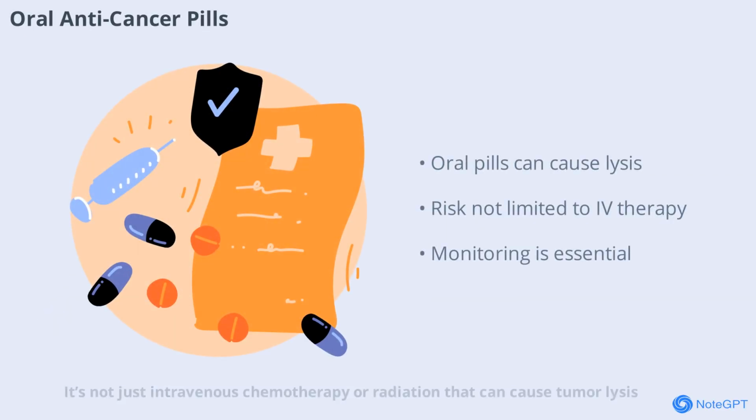It's not just intravenous chemotherapy or radiation that can cause tumor lysis. Oral anti-cancer pills, which are increasingly used in modern oncology, also have the potential to trigger this process. These medications are designed to target and kill cancer cells, but when taken by mouth, they can still lead to a rapid breakdown of tumor cells. This means that even patients on oral therapies are at risk for tumor lysis syndrome, highlighting the importance of monitoring and early intervention regardless of the treatment route.